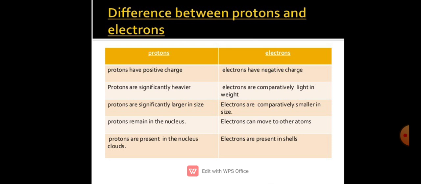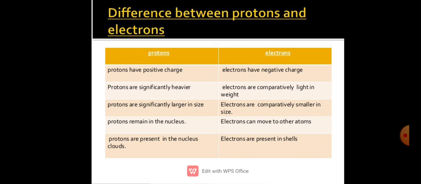Then we discuss the differences between the protons and the electrons. Protons have a positive charge, +1, and electrons have a negative charge, -1. Protons are significantly heavier. Electrons are comparatively light in weight. Protons are heavier, so that's why they are present in the nucleus of an atom, and electrons are comparatively light in weight, so that's why they revolve around the nucleus.